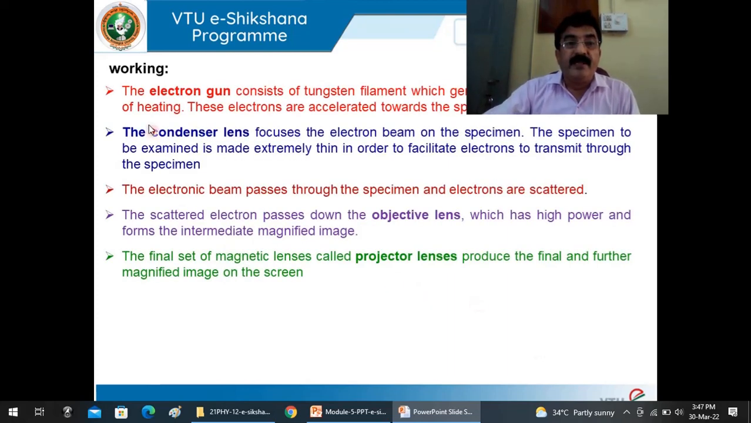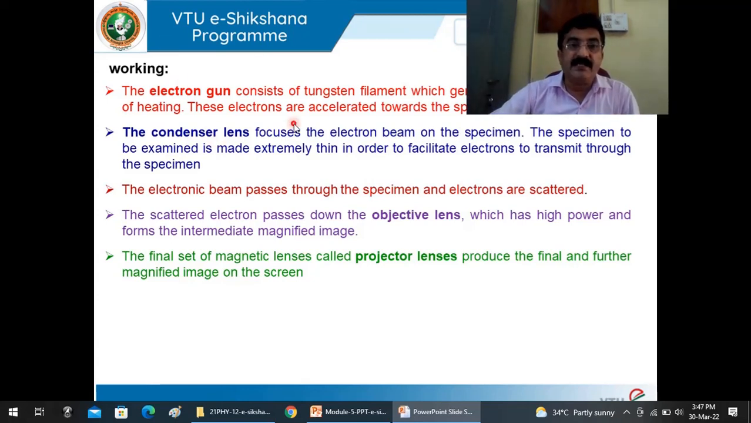Here I go. Electron gun consists of tungsten filament which generates electrons by means of heating. That means thermionic emission. These electrons are accelerated towards the specimen. So you apply the potential difference. Electrons come out now. Connect this end to negative, other end to positive. Electrons rush towards the target.